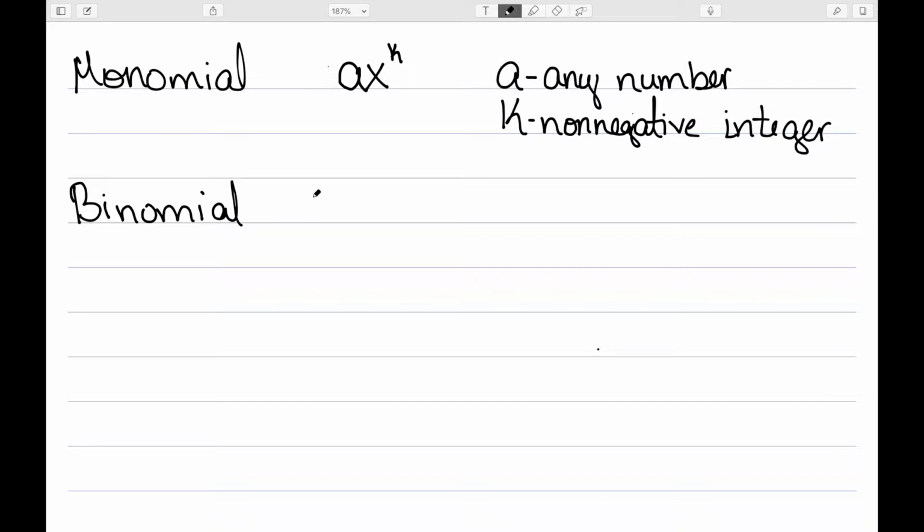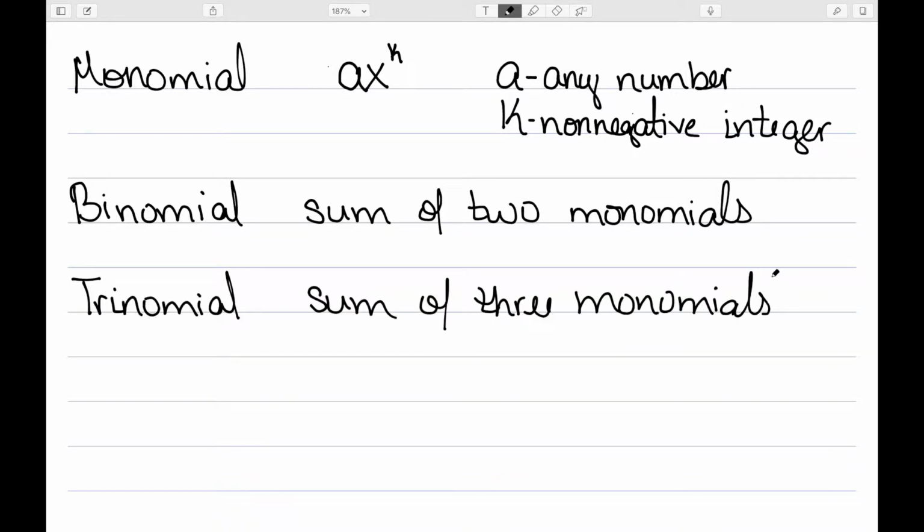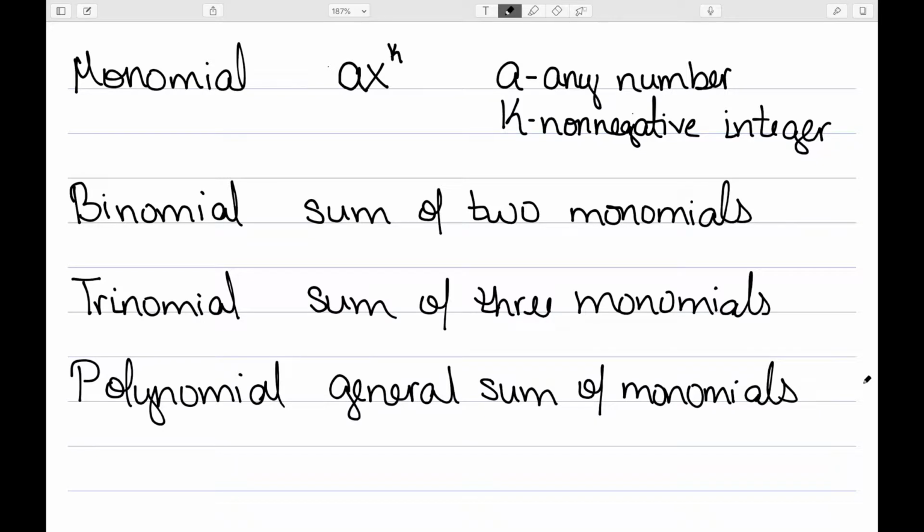The next one I want to look at is a binomial, and this is the sum of two monomials. So if I take two of my monomial terms and add them up, I have a binomial. The next one is a trinomial. A trinomial is the sum of three monomials. And a polynomial is just a general sum of monomials. Any number of monomials is known as a polynomial.